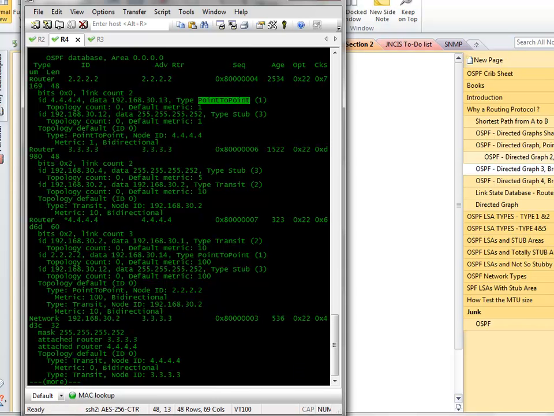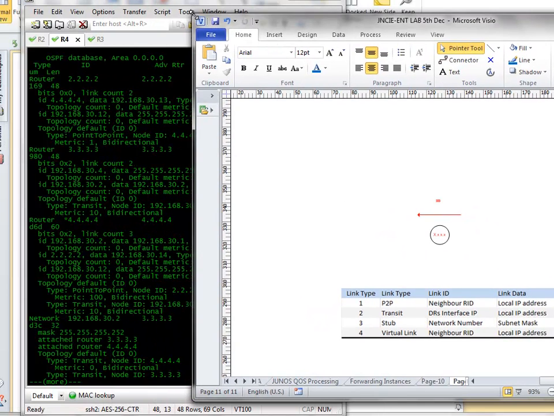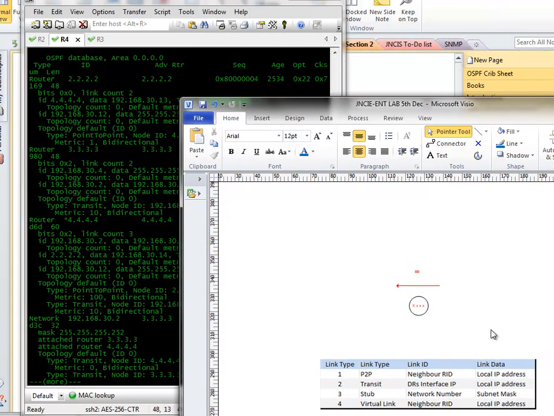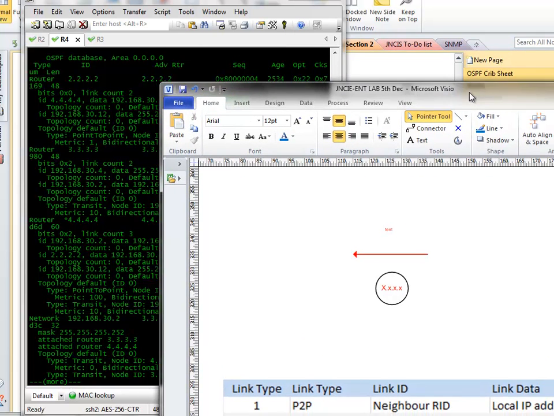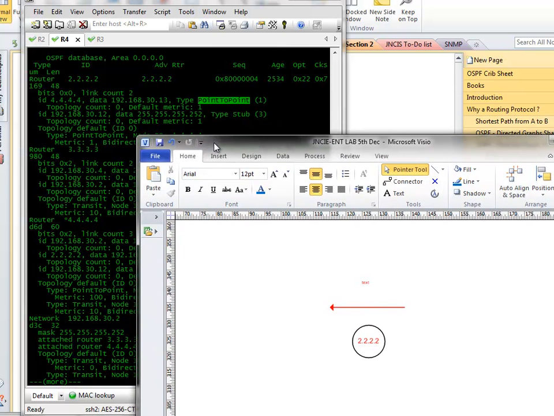So let's just start drawing this out. Let's make this as small as we can. I'll try and keep everything on the screen as best I can, but it's not going to be particularly easy. So let's just say we have a router, and it's called 2.2.2.2. Now look here, we have a point-to-point link, and it has an ID of 4.4.4.4 and a data of this address here. So what does that mean?